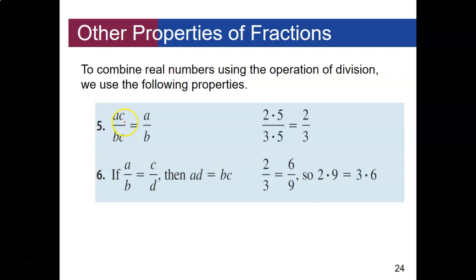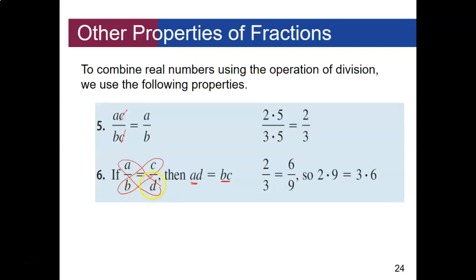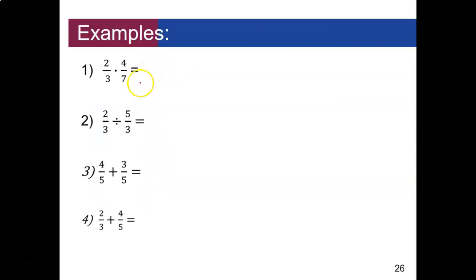Okay, this property just says if we've got these common factors, we can cancel those out, and we'll have a over b. And here, if we have two fractions equal to each other, then we can cross multiply. And cross multiplying, we'll do a times d and get AD, and then b times c, and we'll get BC. So this is a common property that we will use quite a bit. Okay, here's a few examples.